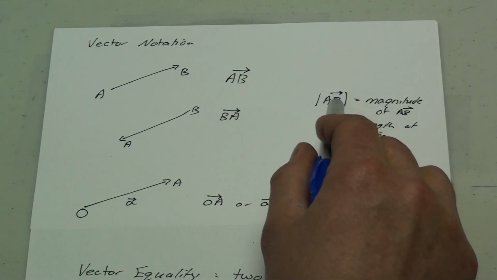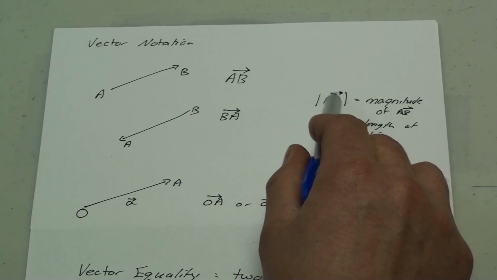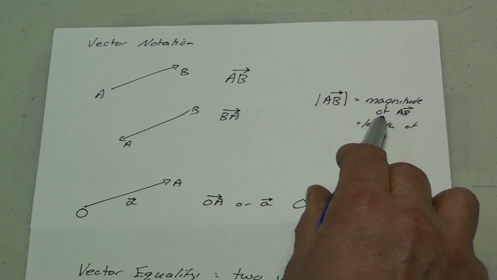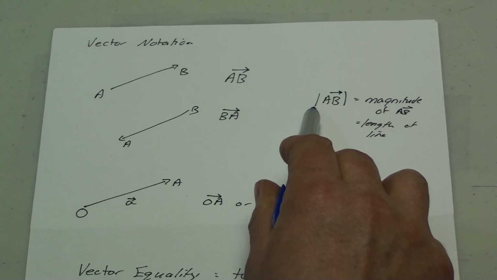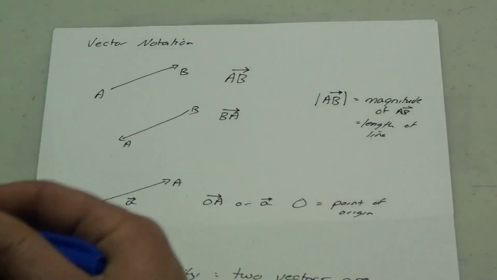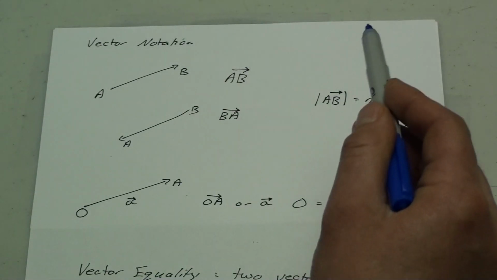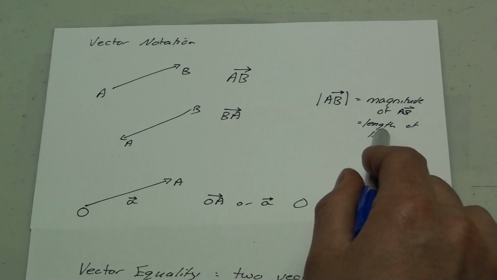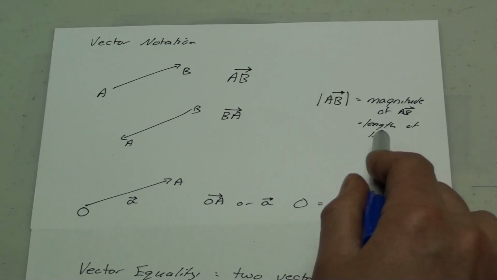If I have lines on either side of it, that means it's the magnitude or the speed of it. So if you're given a question that has the lines on either side, that's asking what is the magnitude, what is the speed your vector is going. And that would also be denoted by the length of the line.